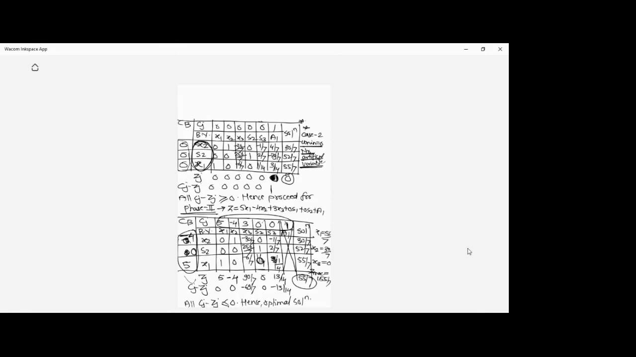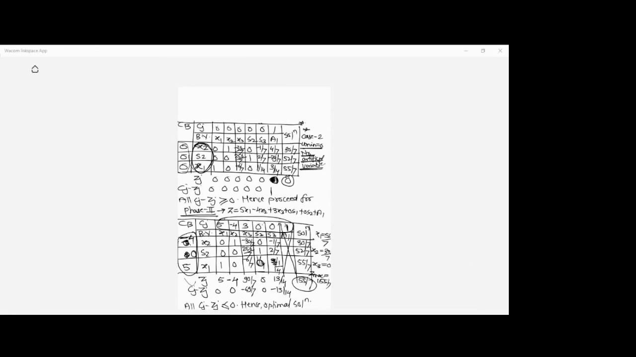Getting this? So now you can tell me in the chat box whether you have understood the numerical that we have solved today or not. I'll be stopping the sharing, and you can tell me in the chat box.